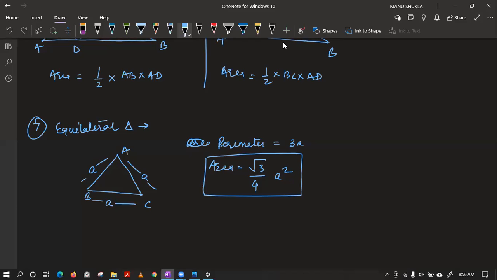Now you will ask how this formula came. We knew only this formula, half base into height. Do you know any height in this question? Please tell, class. Do you have height right now in this question? Sir, can we use half a square? No, Ananya, you can't use. Can you say this is height or this is height? No side in this case is a height, because to be a height or altitude, you have to have an angle of 90 degrees.